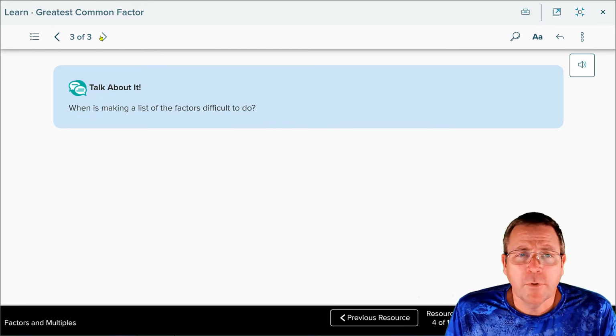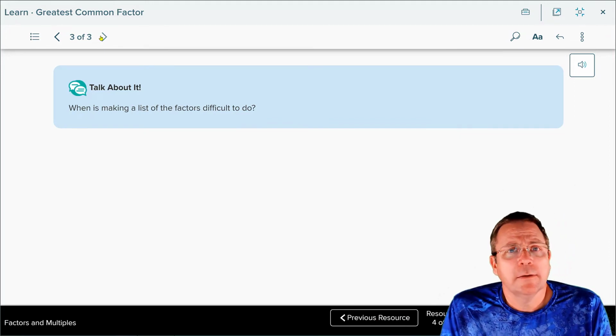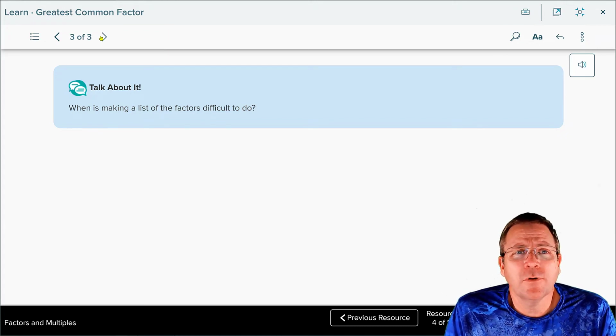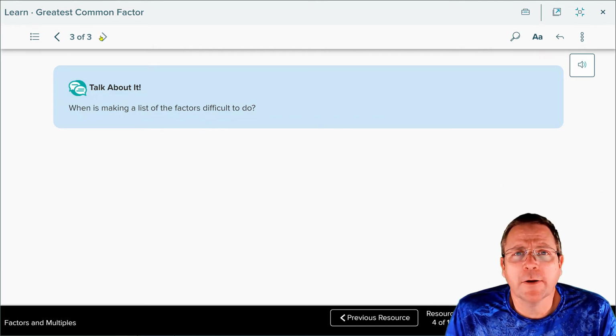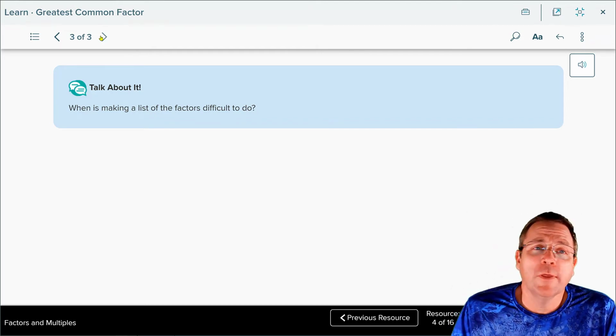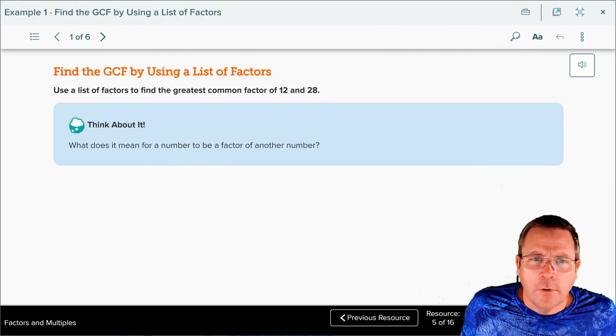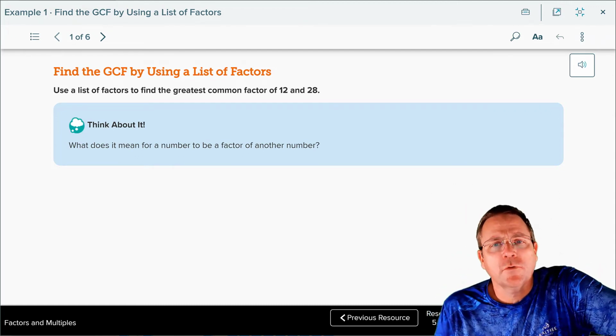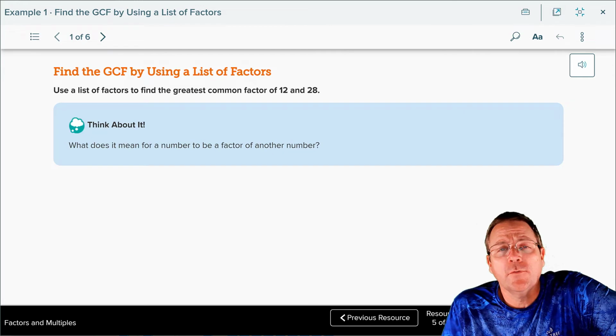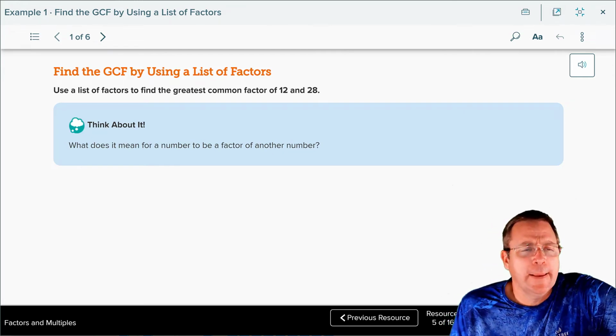Making a list like that for little numbers like 9, 15, and 18, that's not too hard to do. But what if I gave you 5,280 and 4,745, and I told you to find the greatest common factor between those 2 numbers? It'd be kind of hard to do it using the method we just saw. That's why we need to use other cool things like factor trees. And as awesome as factor trees are, that's not what we're starting with. Instead, the textbook wants us to start by listing the factors to find the greatest common factor of both 12 and 28.